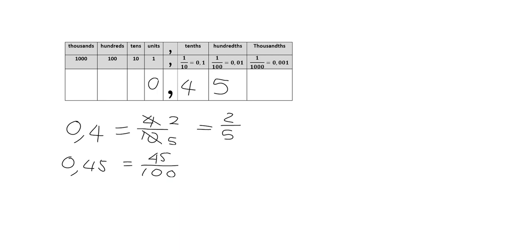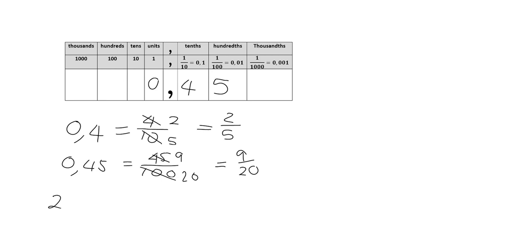All right, again, we can simplify any fraction. So 45 over 100, as long as what we divide the top by, we divide the bottom by the same thing, we will be simplifying. So divide the top by 5, we get 9. Divide the bottom by 5, we get 20. And so we can see that the decimal 0,45 is exactly the same as 9/20, which is exactly the same as 45 over 100.